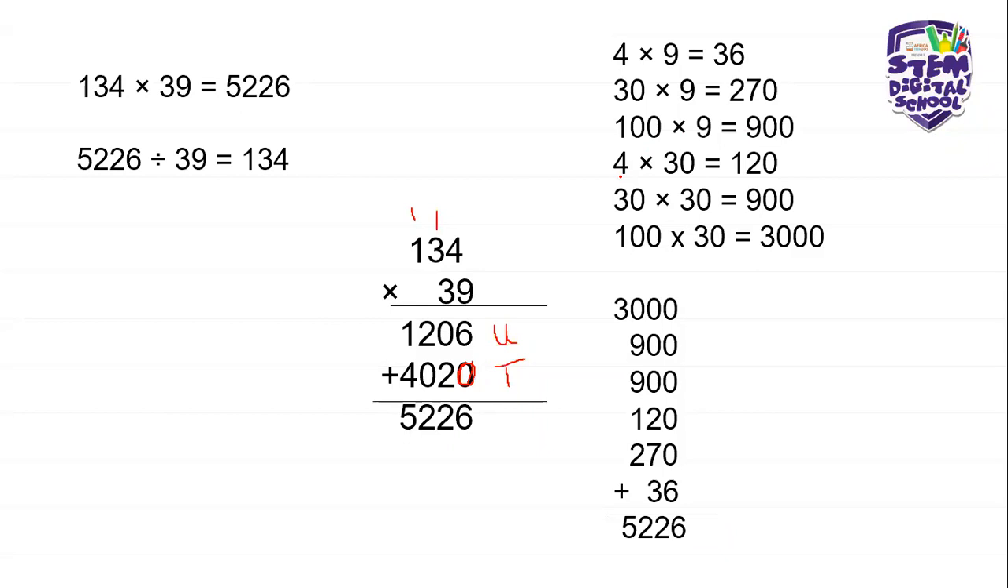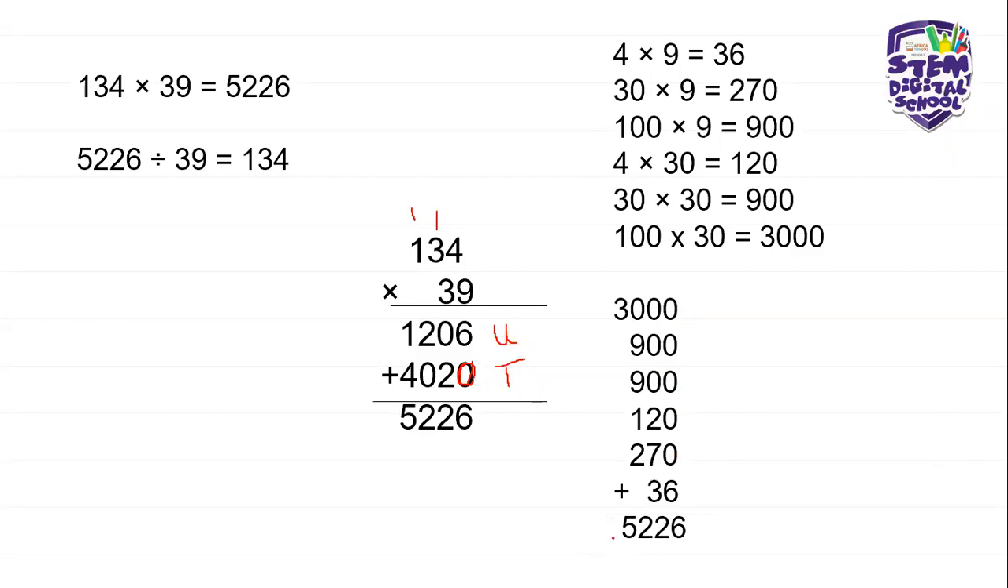Then I used the second digit value of the multiplier. So then I said 4 times 30 is 120. Then I said 30 times 30 is 900. Then I said 100 times 30 is 3,000. Then I simply added 3,900, 900, 120, 270, and 36.